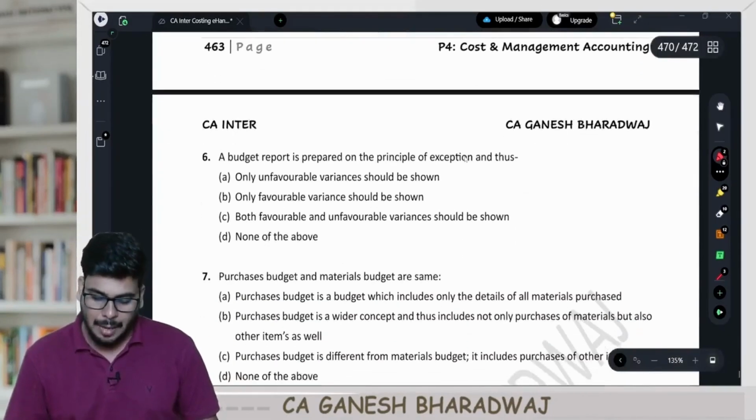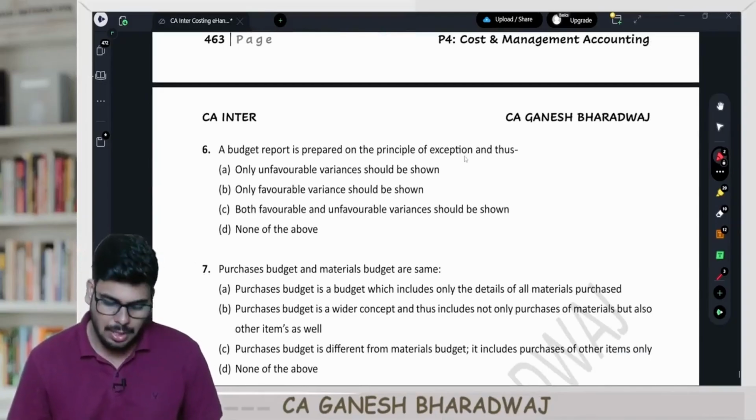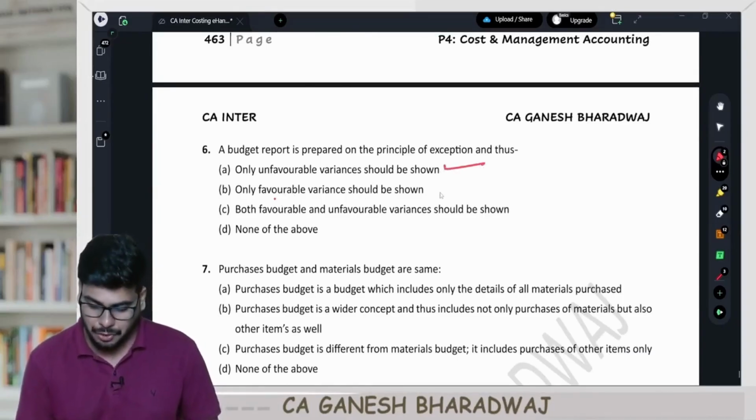Next, a budget report is prepared on the principle of exception and thus only unfavorable variances should be shown. Only favorable variances should be shown.